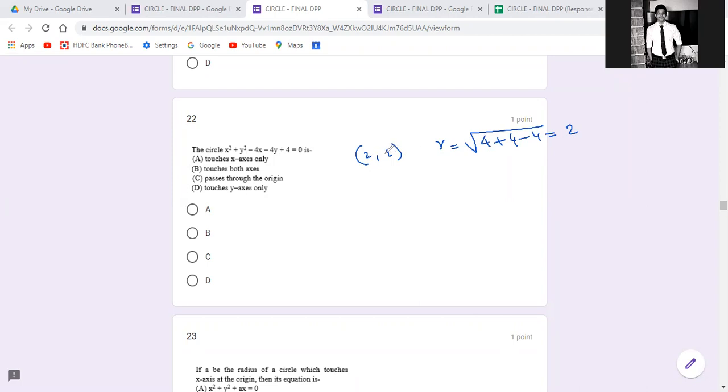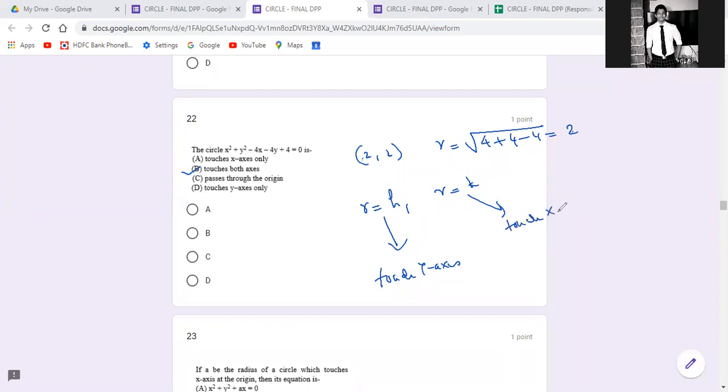If the center's x coordinate matches the radius, then it is touching the y-axis. If the y coordinate of the center is the radius, it touches the x-axis. So here both of them are touching, so it touches both axes. Radius is equal to h and radius equal to k. So this means touch y axis. This means touch x axis.